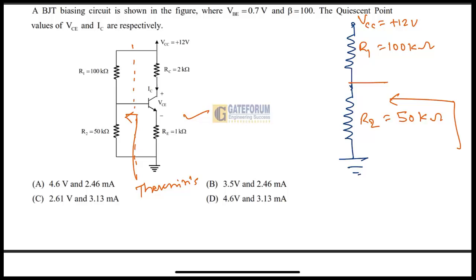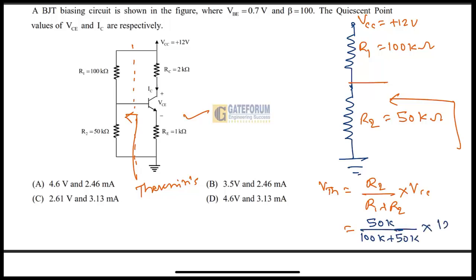So we will get it here: VTH will be what? VTH is equal to R2 divided by R1 plus R2, into VCC. So this R2 value is 50k, divided by R1 which is 100k plus 50k, into VCC which is 12 volt. If you do this simplification, you'll get VTH equal to 4 volt.